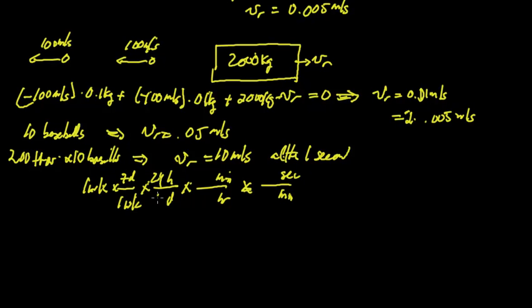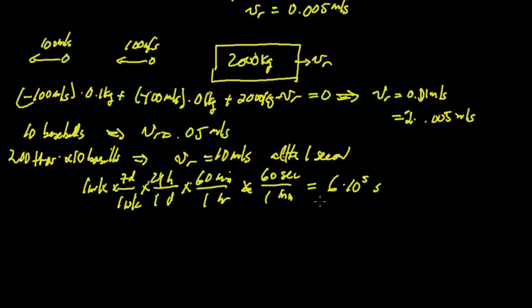24 and 1, 60 and 1, 60 and 1. And that gets me about 6 times 10 to the 5th seconds. All right. Now, it's tempting to say, well, I'm going 10 meters per second, and so I have this many seconds, that's how far I'm going to go.